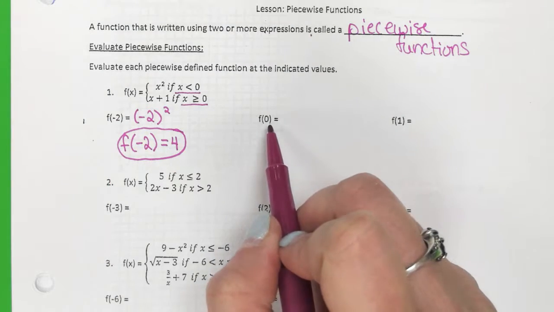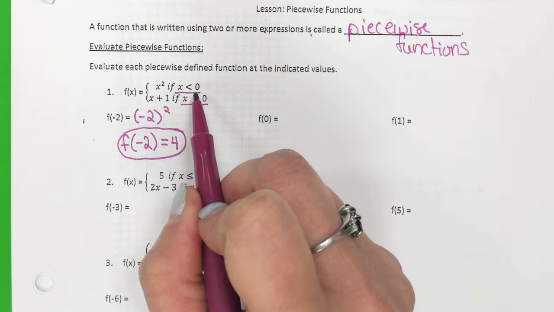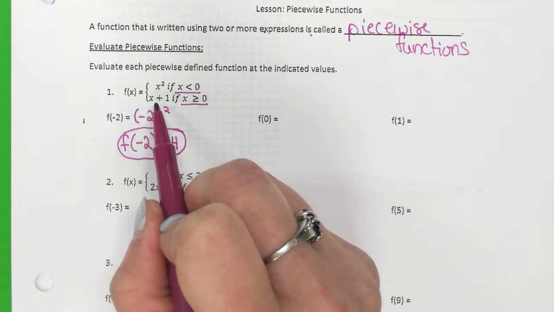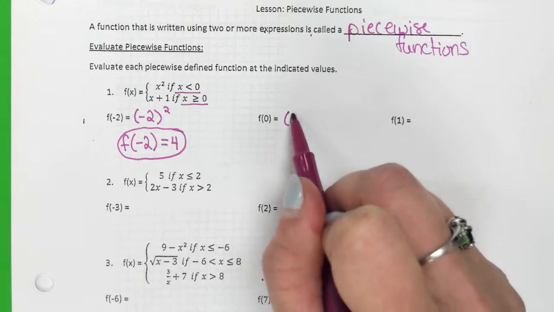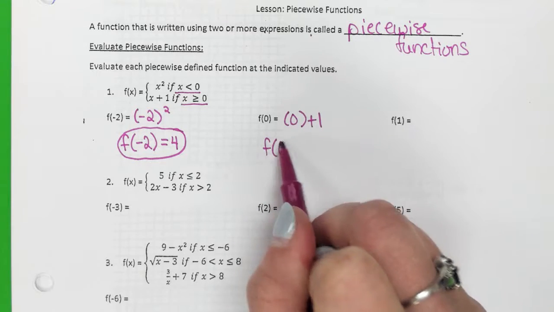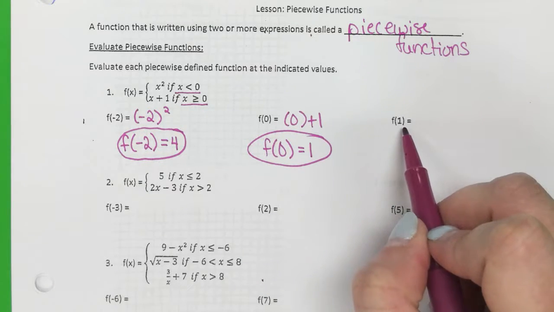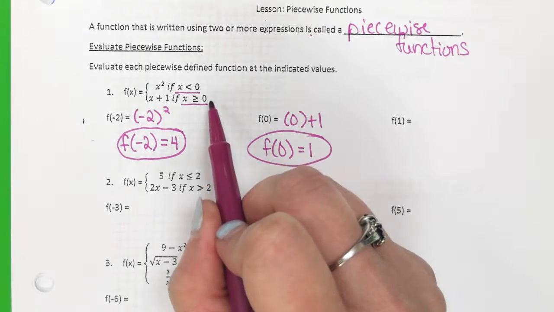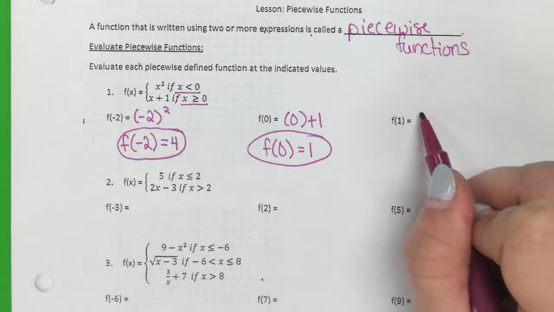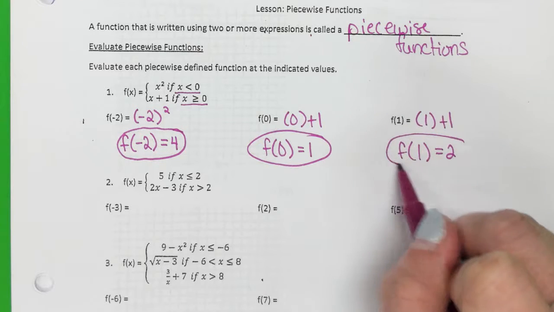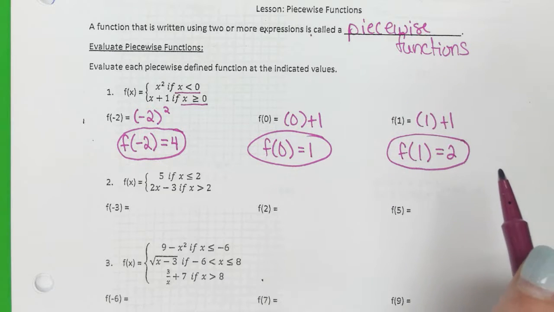All right, what about 0? Is 0 less than 0, or is it greater than or equal to 0? It's the equal to 0, so I'm going to plug it into the x plus 1. Are y'all okay with that? All right, what about this one? What about 1? Where does that one go? Less than 0 or greater than or equal to? There you go. Are y'all okay? Yes, no, maybe? Yeah, got some heads knocking? Okay.